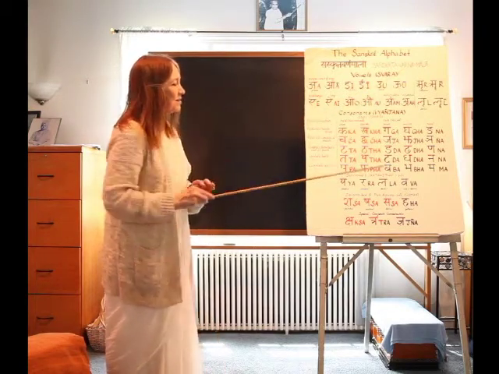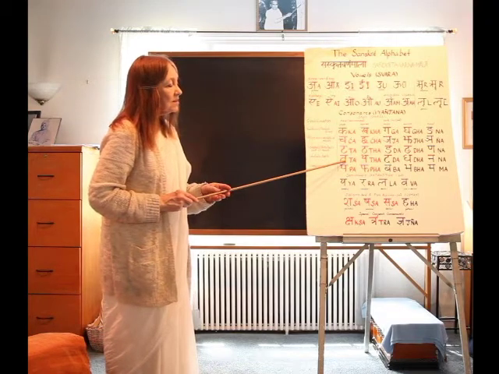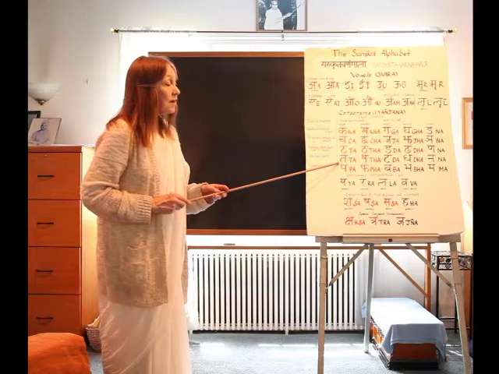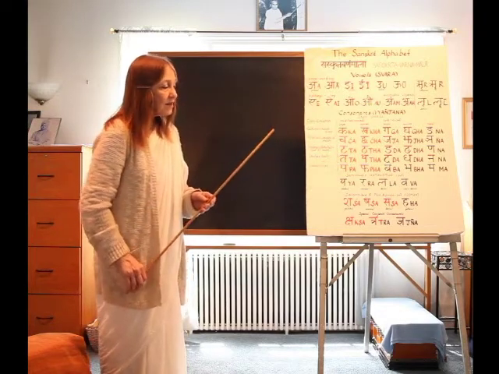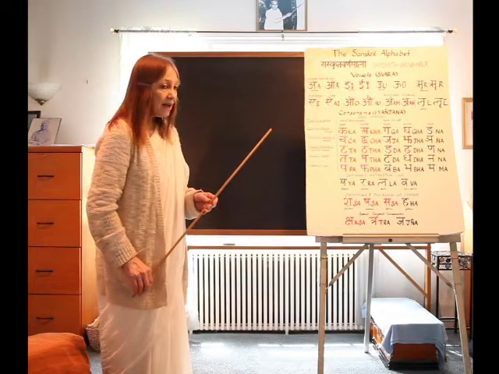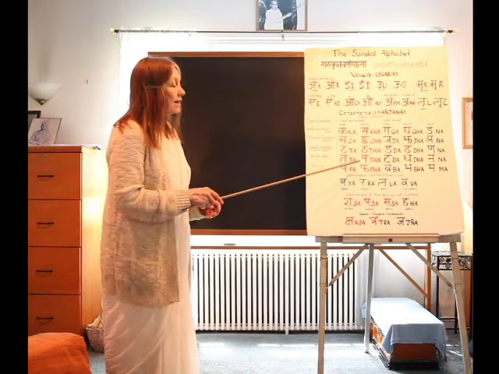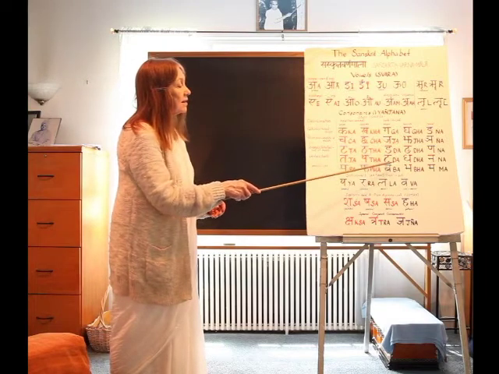We don't have it in English, but it's in the same place as the ra and some other. Then most of your T's and D's in Sanskrit will be dentals, which we don't have in that form in English. So the tip of the tongue goes to the back of the teeth. Ta, ta, da, da, na.